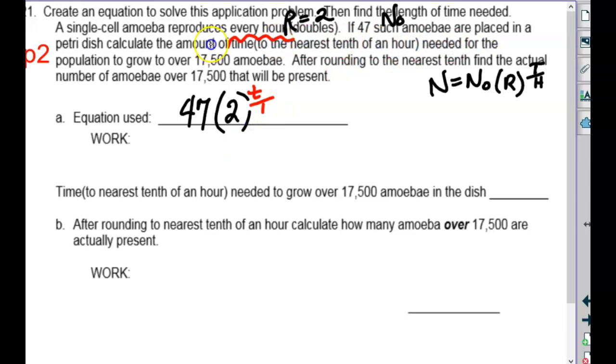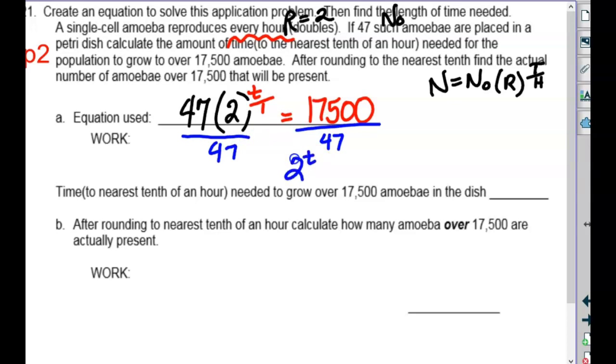How long is it until they grow to over 17,500? So equals 17,500, and we need to make sure we're rounding up so that we get it to fall above that. So what do we do first, guys? Divide by 47, and don't round, just leave it. So we have 2 to the t equals 17,500 over 47, and then what do we do?